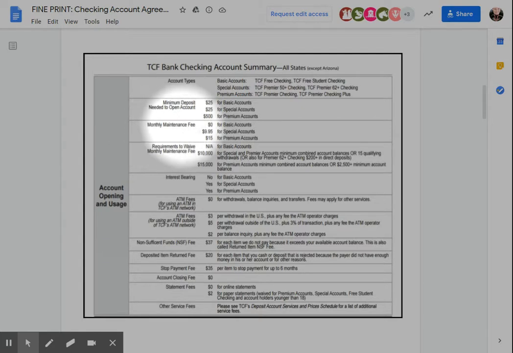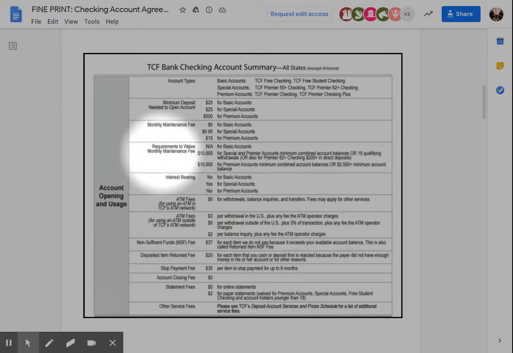A monthly maintenance fee means how much money I am going to have to pay per month to have access to this checking account. So here's the good news. For a basic account, there is a $0 fee, so I get to have this checking account for free. If I want to have a special account, you can see the price, and the premium account as well.